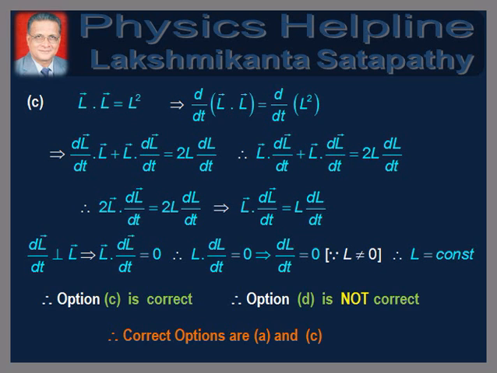Now, according to the question, tau is perpendicular to L. Therefore, dL by dt is also perpendicular to L. This implies L dot dL by dt is equal to 0. Therefore, we have L dL by dt is equal to 0. But L is not equal to 0. Therefore, we have dL by dt is equal to 0, which implies L is equal to constant. That is, magnitude of angular momentum does not change with time. Therefore, option C is correct.